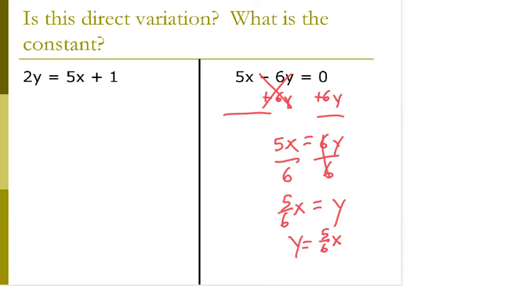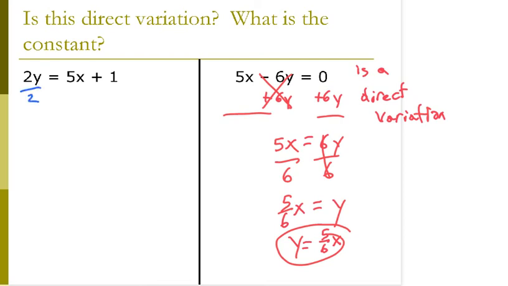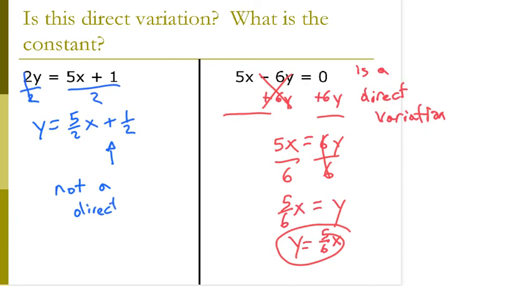On the other side, to isolate the y, we can divide both sides of our equation by 2. These eliminate, and we end up with y equals 2.5, or 5/2 x plus 1/2. And since we're adding something here, this is not a direct variation. And I forgot to say something about this one here. The constant of variation in this example is going to be 5/6.